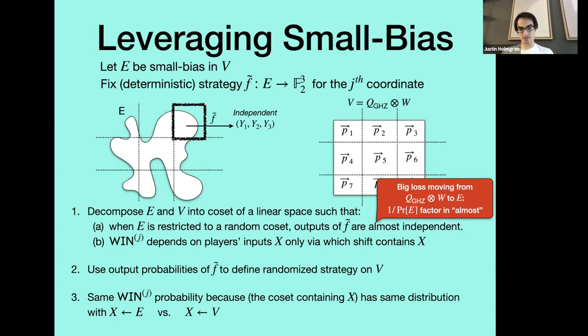So when you're looking at which coset of this linear space you're in, that is just saying what is the output of some linear function with the short-ish output. And so the small bias says that has a similar distribution in the two cases. So this is the hardest part of the proof, just how we use small bias sets.